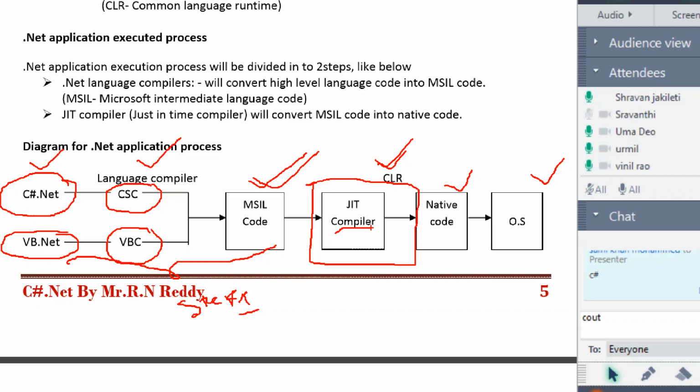JIT stands for Just in Time Compiler. The duty of the JIT compiler is to convert MSIL code into native code. It is step 2 in the .NET application execution process. Finally, to make it simple, the .NET application execution process is divided into two steps. Step 1 is language compilers convert high-level language code into MSIL code. Step 2 is the JIT compiler converts MSIL code into native code.